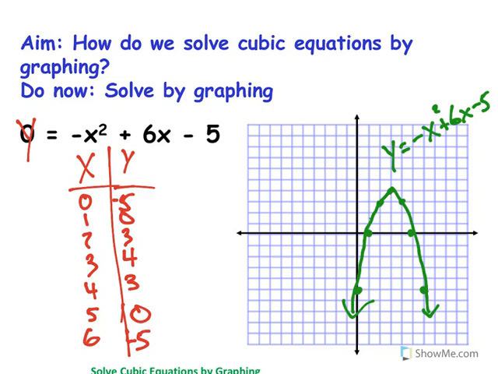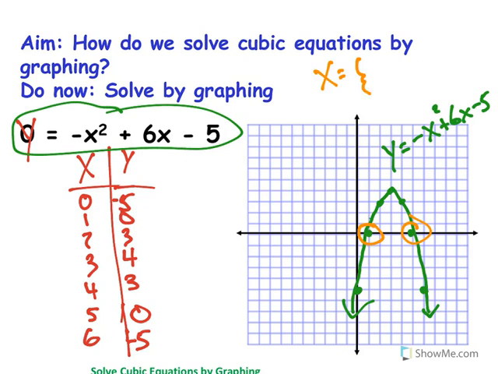Okay, so if we were to graph this equation, y equals negative x squared plus 6x minus 5, it's going to look like the green graph that I have over here. We would say, where does this touch the x-axis? It touches the x-axis at 1 and 5. Therefore, the solutions to my quadratic equation are x equals 1 and x equals 5. So just a little refresher: when we solve a quadratic by graphing, we graph the equation and we look for the x-intercepts. The x-intercepts represent the solutions or the roots or the zeros.